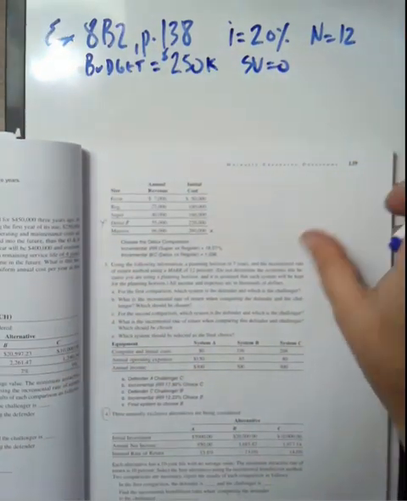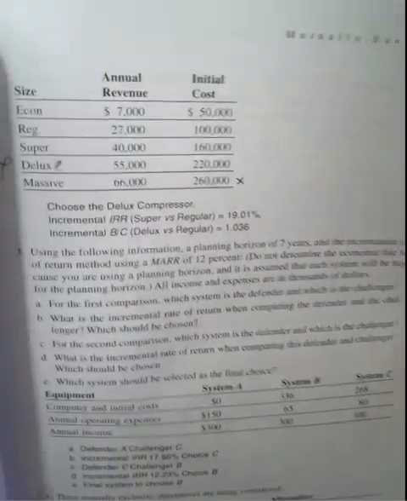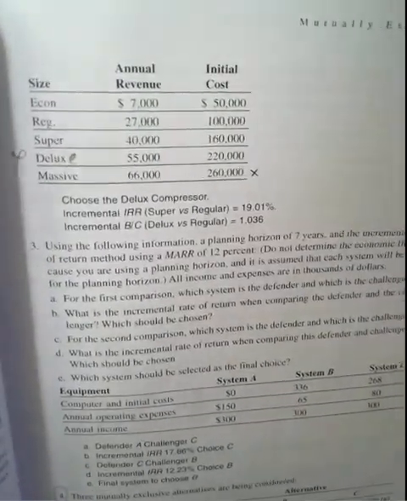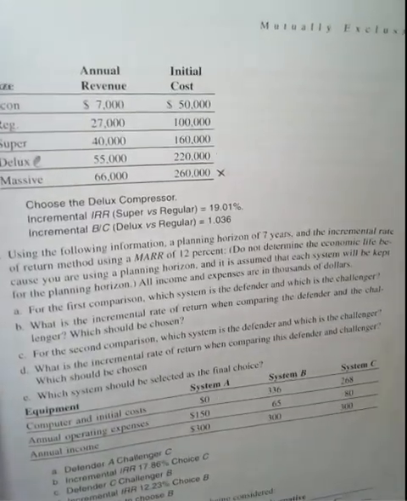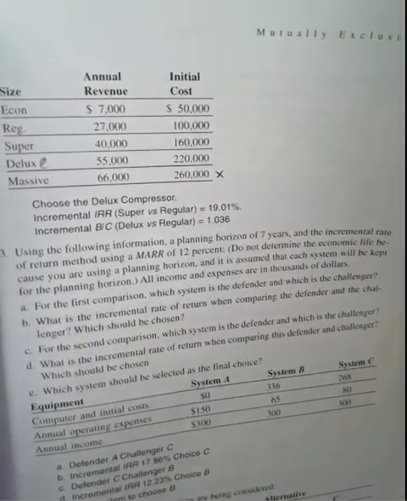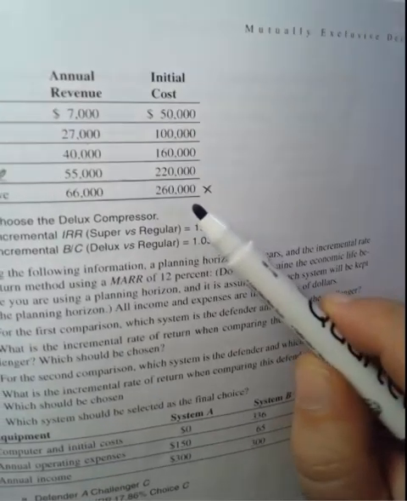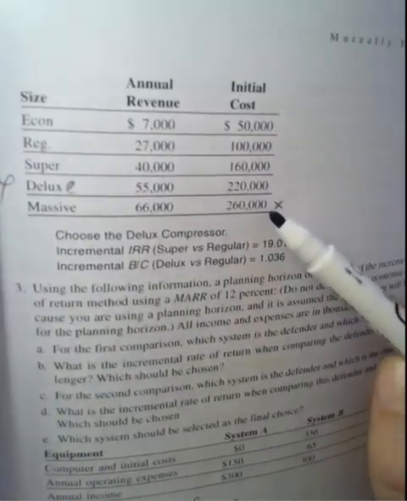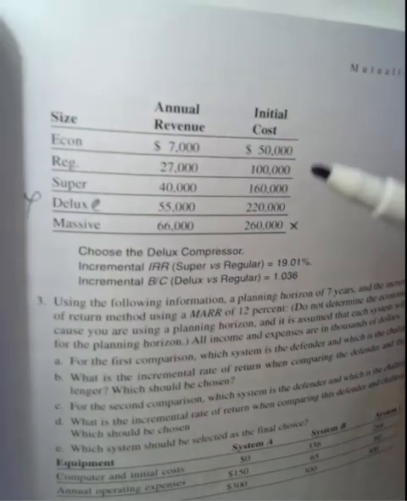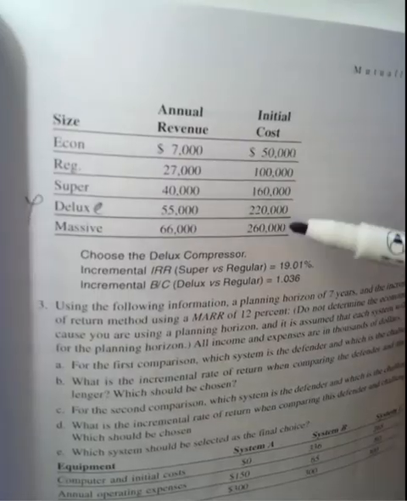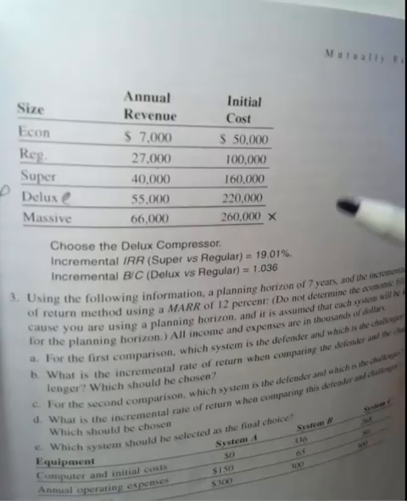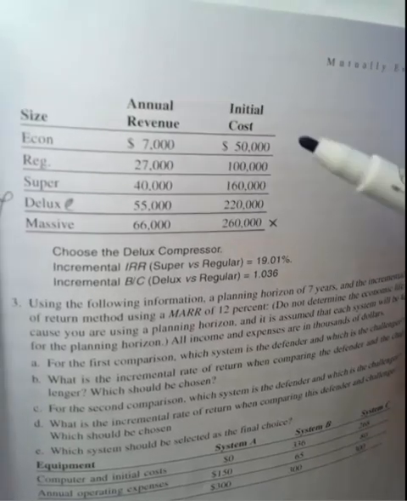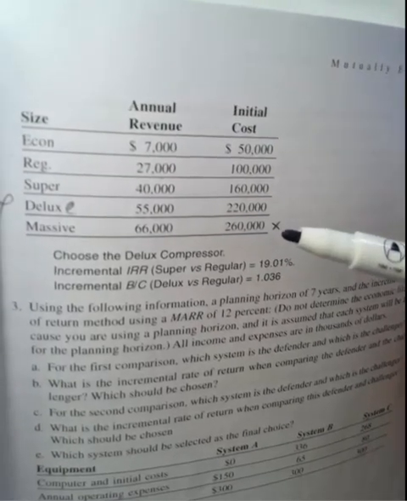Now, given the budget, remember step 1 in incremental analysis is to eliminate anything that is over budget. Since we only have $250,000, you can see that the massive air compressor is immediately eliminated. Then we are left with the remaining 4 air compressors to evaluate. First step, check if they are all economically viable.